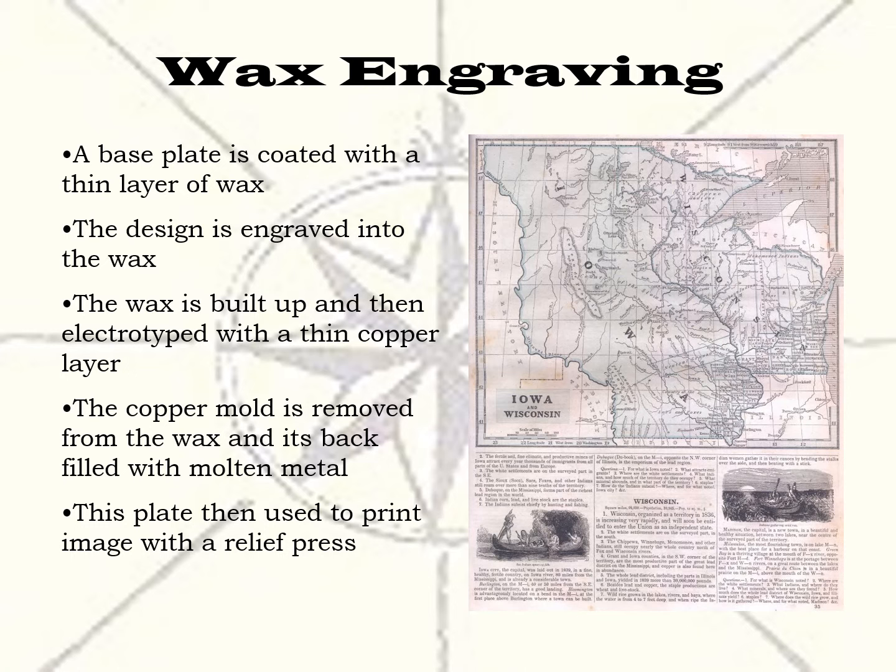The copper shell is then removed from the wax, and the back is filled with about 1/4 inch of molten metal, creating the final printing matrix. This matrix could then be used on a regular relief press.